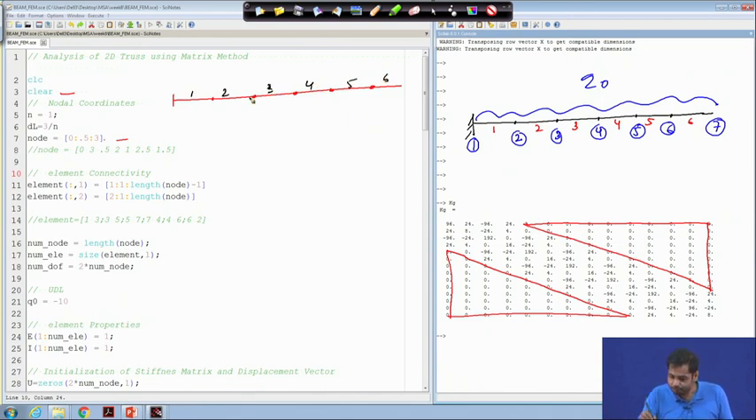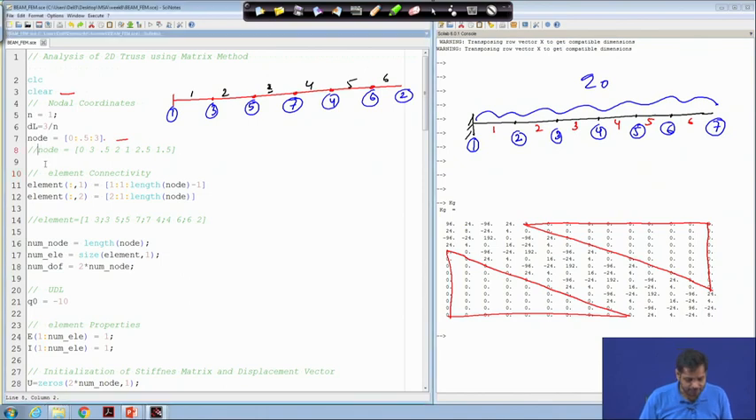Suppose the node numbers are: this node is node number 1, this node is node number 3, this node is node number 5, this is node number 7. Then I give the node numbers arbitrarily: node number 4, node number 6 and then finally node number 2. Here the node numbers were in a particular order, but here we have given them arbitrarily. Let us see what happens if the node numbers are like this.